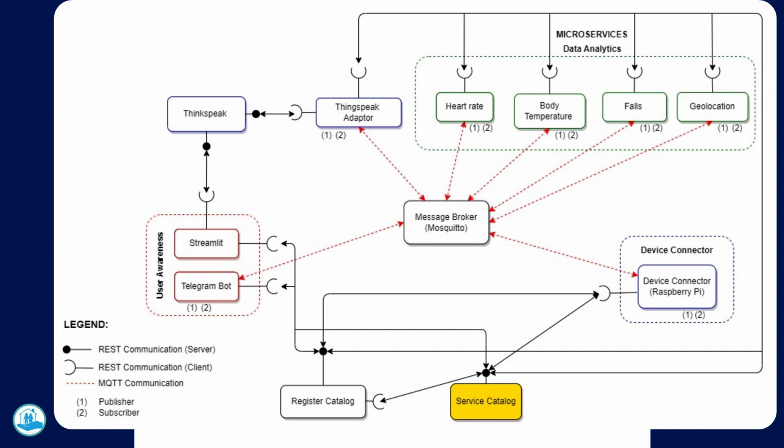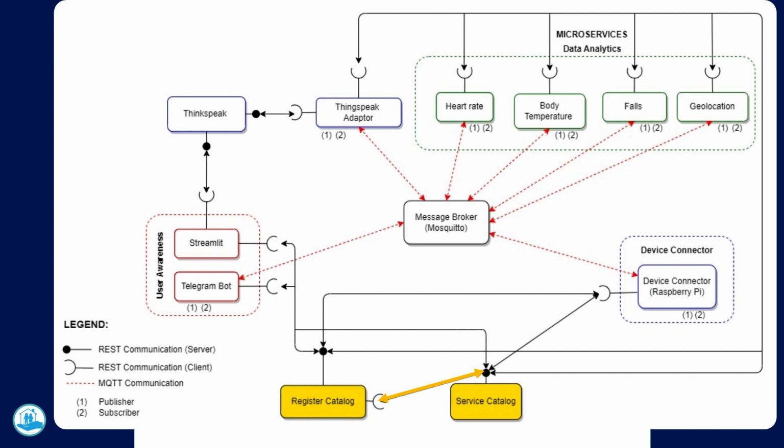The service catalog is the entry point for all the components of the system. The service catalog registers and provides the services available in the network, exposing JSON-based RESTful API. It also receives registration by each component in the system through PUT requests. First of all, the register catalog registers its availability in the service catalog.